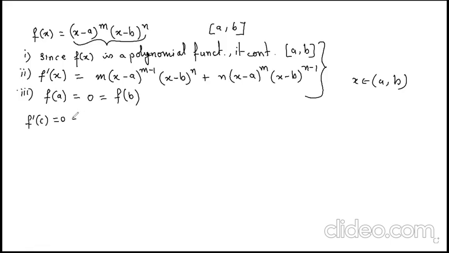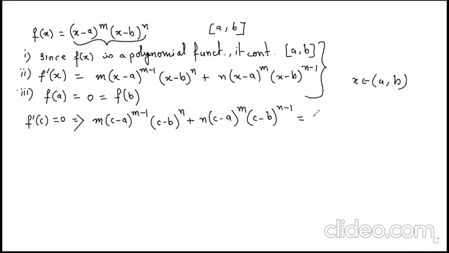Now, if f dash c equals 0, what does it imply? F dash c means in f dash x, x will be replaced by c. So let us do that. m into (c minus a) to the power m minus 1 into (c minus b) to the power n, plus n into (c minus a) to the power m and (c minus b) to the power n minus 1, that becomes equal to 0.